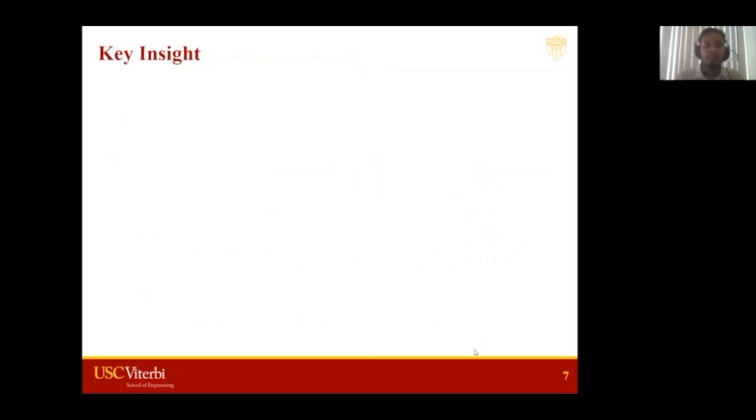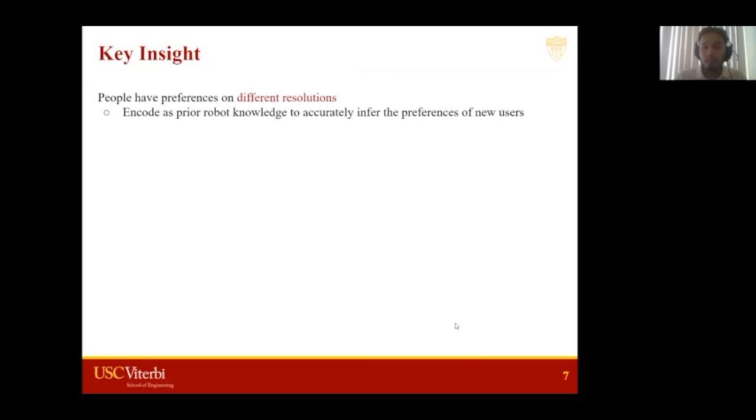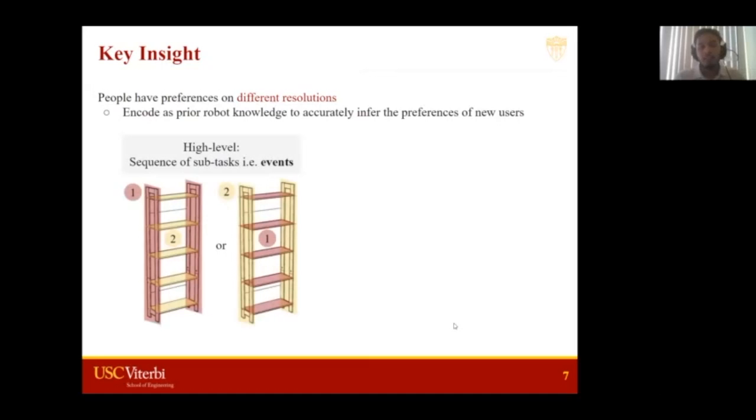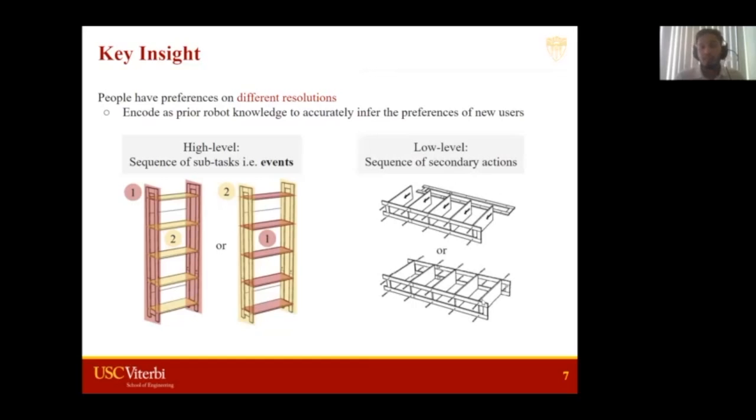So our key insight is that people have preferences at different resolutions, and we want to encode this as prior robot knowledge so that we can accurately infer their preferences. So at a high level, the preference is the sequence of subtasks or events. And at a low level, preference is the sequence of secondary actions within that event.